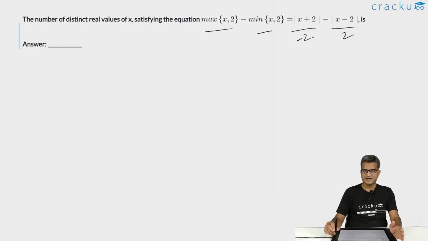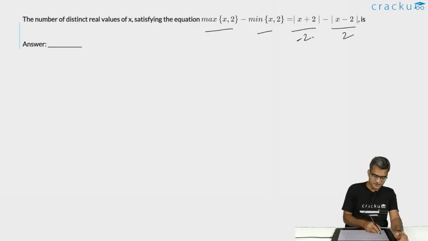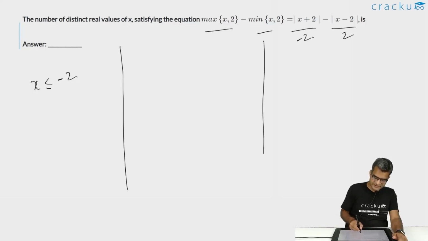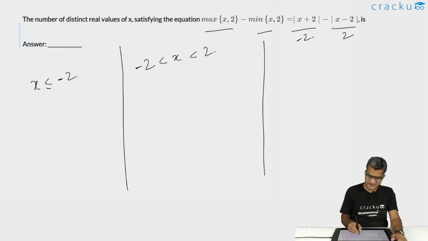So let us consider the three intervals which encompass these two inflection points. The first case we will consider is if x is less than or equal to minus 2. The second case we will consider is when x lies between minus 2 and 2. The third case we will consider is when x is greater than or equal to 2.